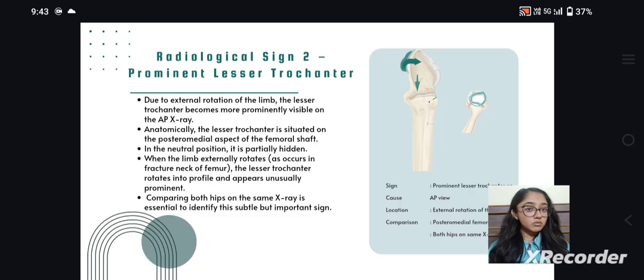Then there is sign number 2, prominent lesser trochanter. Due to external rotation of the limb, the lesser trochanter becomes more prominently visible on the AP X-ray. Anatomically the lesser trochanter is situated on the posteromedial aspect of the femoral shaft. In the neutral position, it is partially hidden. When the limb externally rotates, as occurs in fracture neck of femur, the lesser trochanter rotates into profile and appears unusually prominent.